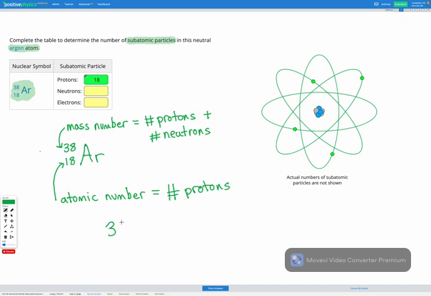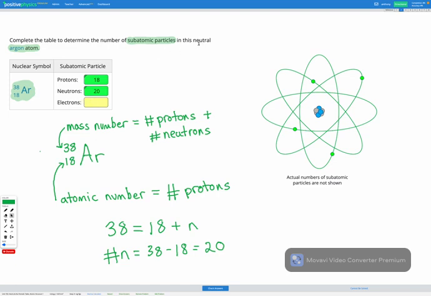We know the total is 38, and that's 18 protons plus a certain number of neutrons. So to find our neutrons, we're going to subtract 18 from 38. So the number of neutrons is 38 minus 18, which is 20. So let's test that out. Awesome. So we've got 18 protons and 20 neutrons, and we figured that all out from this nucleus symbol that we were provided. The last thing is the electrons.